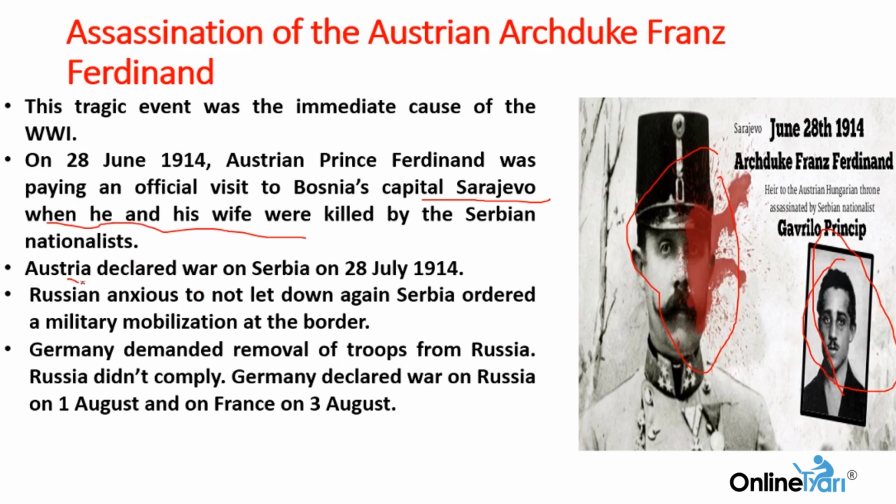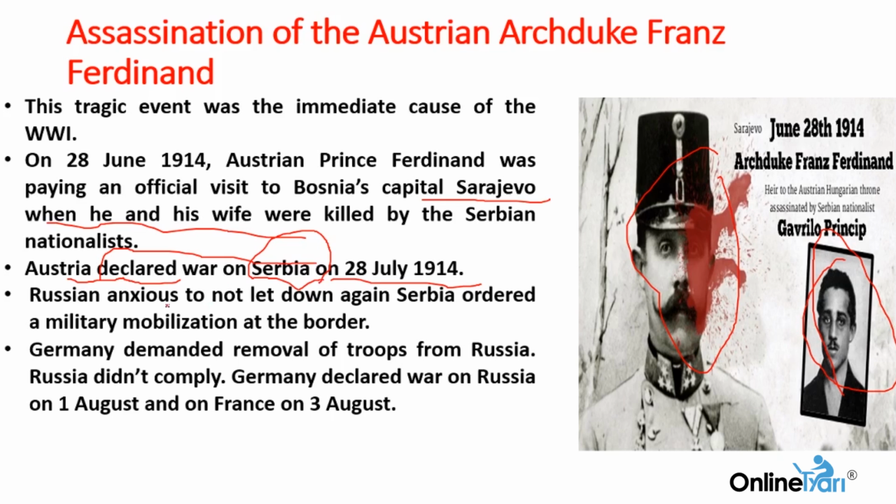Because he was an Austrian prince, and it happened in Serbia, Austria declared war on Serbia on 28 July 1914. And if Austria is declaring war on Serbia, and Serbia, as I told you, under King Peter had become very close to Russia, Russia did not want to disappoint their Serbian brothers this time. So Russia mobilized troops on the border, and seeing this, Germany declared war on Russia.